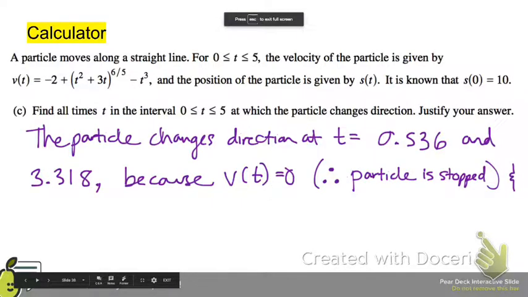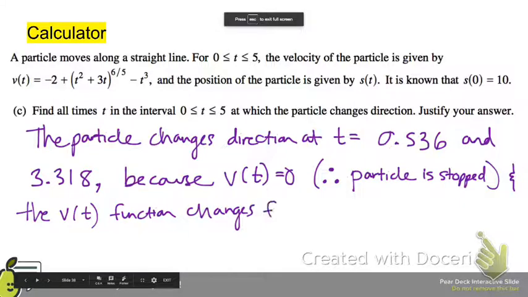And by the way, they don't mind on the AP test if you use little symbols like that, as long as they are known symbols. This is a mathematical symbol that means therefore, and anybody reading your paper will know that. And if they don't, they can ask the person next to them. You can use little abbreviations like that for and, or the at symbol for at. You don't need to necessarily write out full English sentences in that respect. So, because v of t equals 0, therefore the particle is stopped, and the velocity function changes from, the first one changes from negative to positive. That's from left to right.